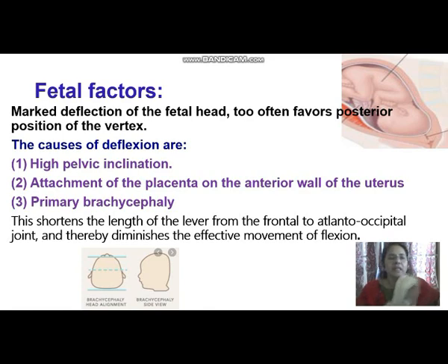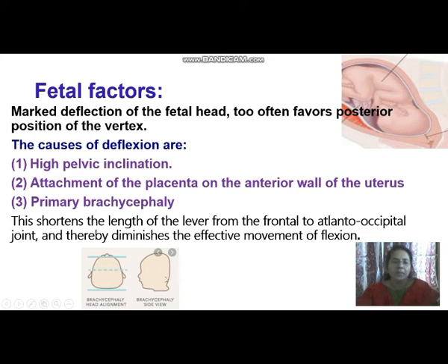Next are the fetal factors. Marked deflection of the fetal head too often favors the posterior position of the vertex. The causes of deflection are high pelvic inclination, attachment of the placenta on the anterior wall of the uterus, and primary brachycephaly. Brachycephaly, you can see from this picture, is a brachycephalic head. This shortens the length of the lever from the frontal to the atlanto-occipital joint, and thereby diminishes the effective movement of flexion.